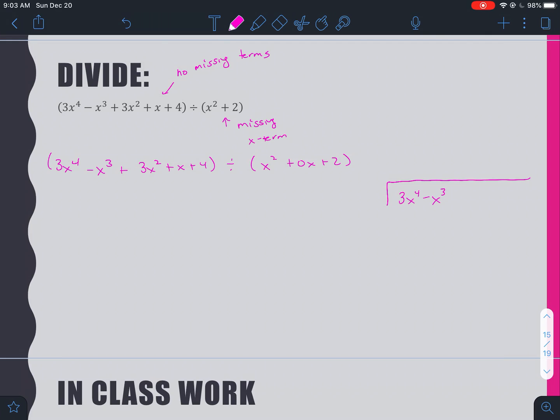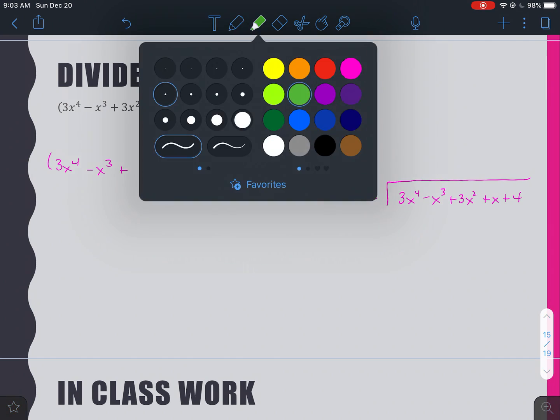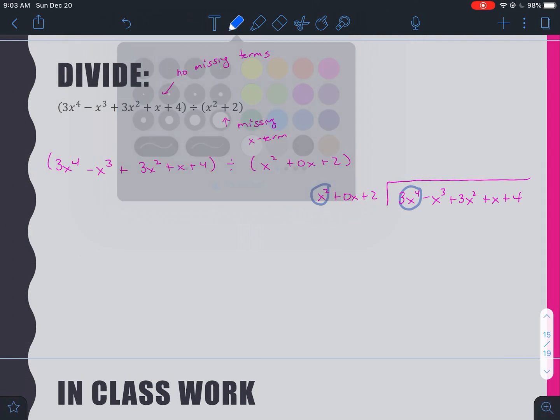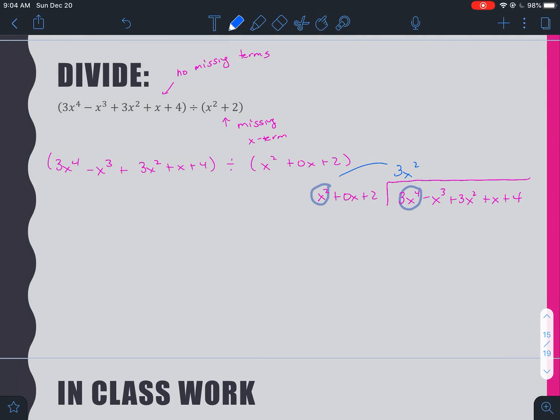So now we can do our long division. So 3x to the fourth minus x to the third plus 3x squared plus x plus 4, and then divided by x squared plus 0x plus 2. And now we just use that first term, so x squared times what is 3x to the fourth? Well, we need a 3x squared, and then distribute that in. So we get 3x to the fourth plus 0x cubed plus 6x squared.